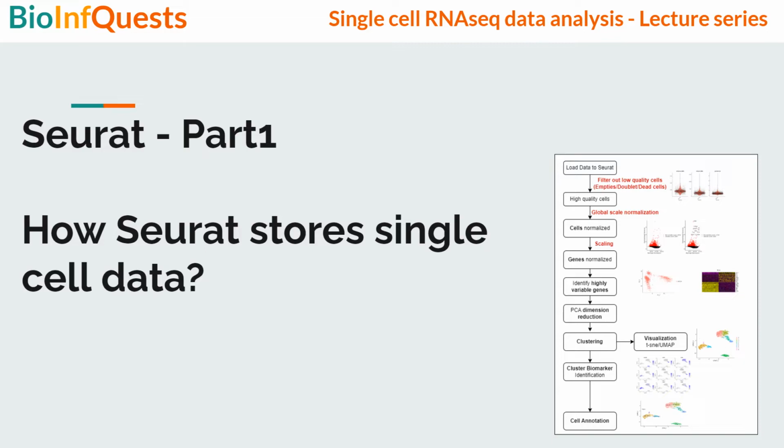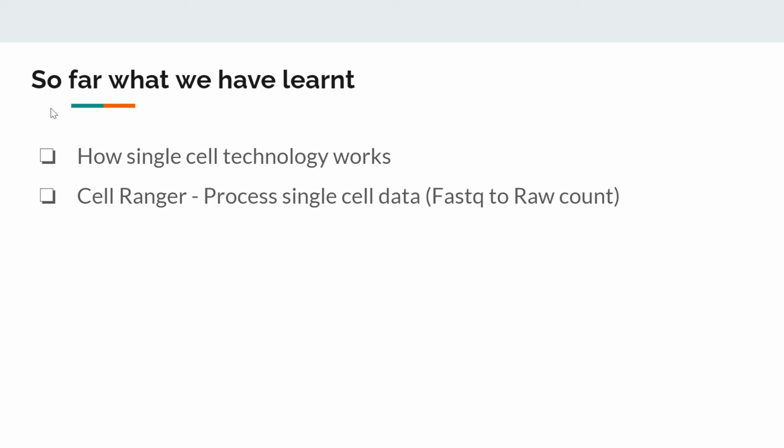If you remember, in the last session we talked about CellRanger, where we saw how we converted the raw FASTQ file into the count data. Now Seurat comes after it, where we can feed the output from CellRanger and do a lot of downstream analysis. So far, we have learned how single cell technology works, and we talked about CellRanger in detail.